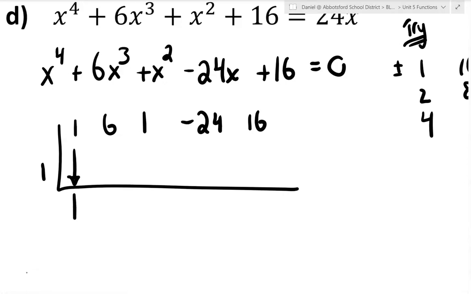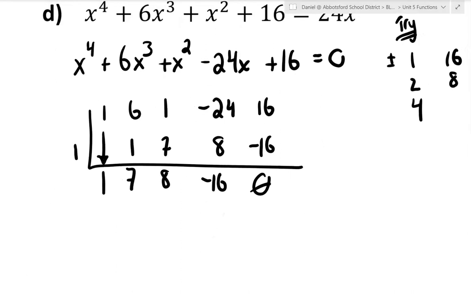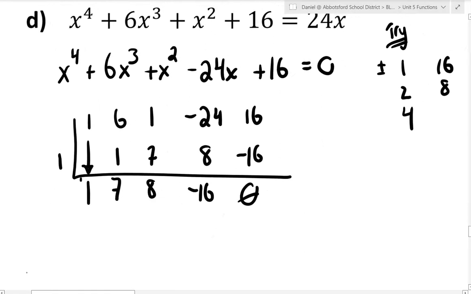So 1 times 1 is 1. 7. 7 times 1, 7. 8. 8 times 1, there. That's going to be a negative 16. Hey, that works. That gets me a 0. Now what I wanted to point out here is that negative 1 did not work. And that means that it's not going to work for all of these.